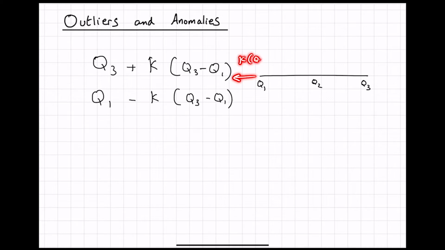So k times (Q3 minus Q1). Anything over here is okay, but anything which is beyond that is bad. Basically we have a tolerance level on either side, and anything beyond it would be considered an outlier. And sometimes, coming back to what anomalies are, we find that our data has outliers.